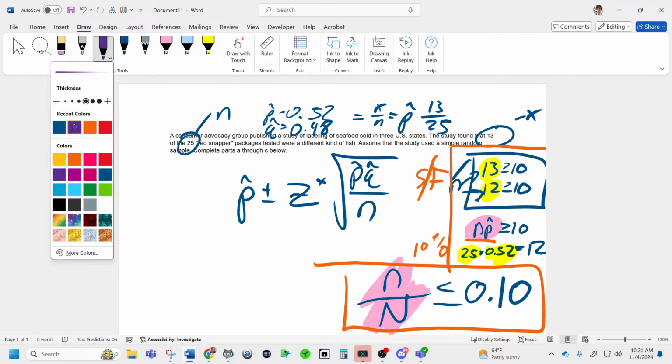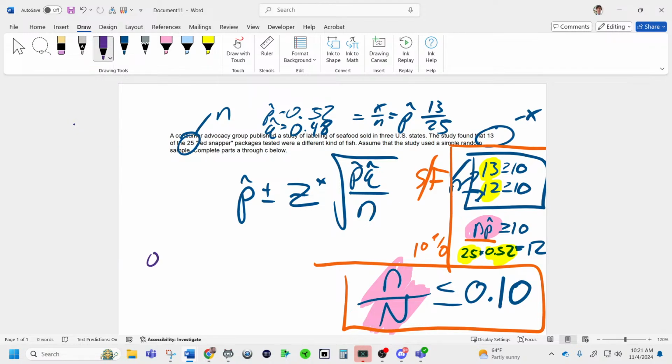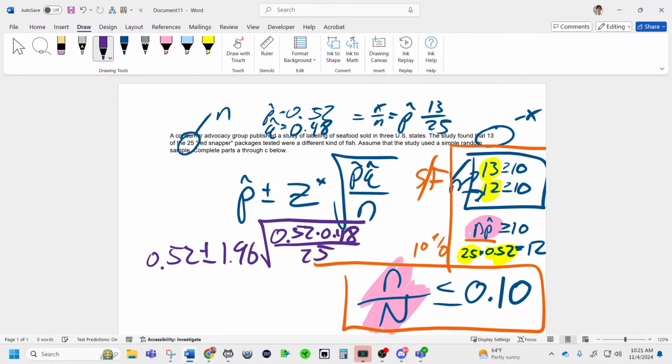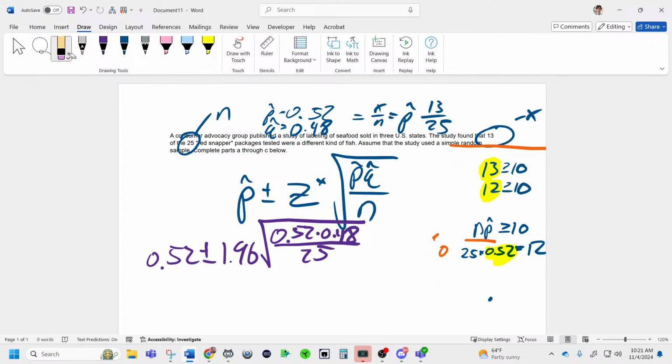And so this question really becomes, put the numbers into the equation, and we'll put that over here in a new light purple, where we put 0.52 plus or minus. I'll show you how to get the z-score here in a moment. 0.52 times 0.48 over 25. There we go. There's the math. And here we'll erase this right here because that's just checking a condition. All the conditions are met.